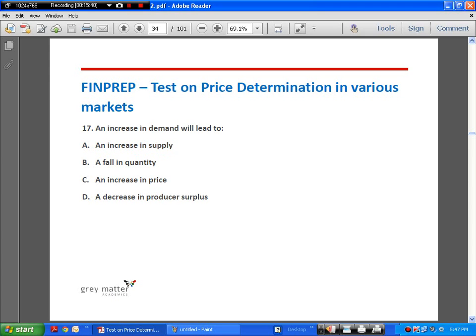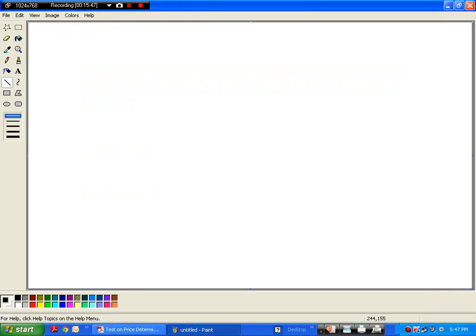17th question. An increase in demand will lead to. Okay. So here we will see the original demand curve is downward sloping. Original supply curve is upward sloping. And here the demand is increasing. In other words, it's moving towards the right.